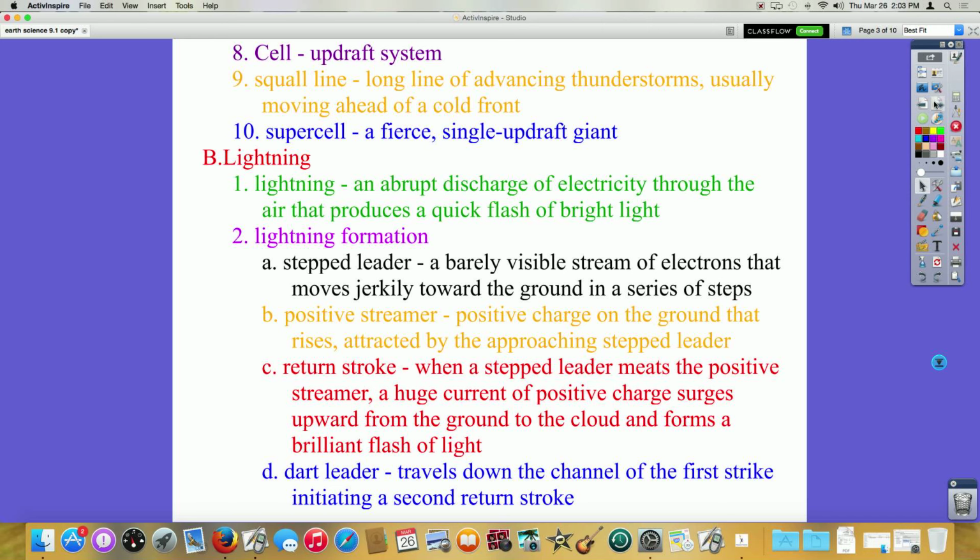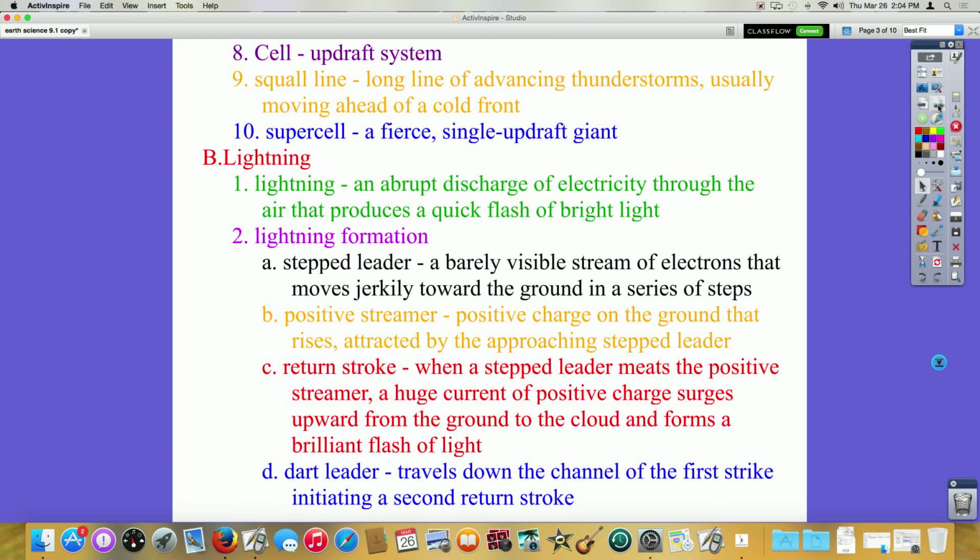So let's see, the dart leader. This is a phenomenon where it travels down the channel of the first strike, initiating a second return stroke. So it's pretty much in the same spot. As many as 20 dart leader return stroke combinations may occur in less than a second, giving the appearance of a single flickering bolt. So when you look at a lightning bolt and it looks like a strobe lightning bolt, basically, it's most likely several of these dart leaders following after that first return stroke, initiating several more strokes.